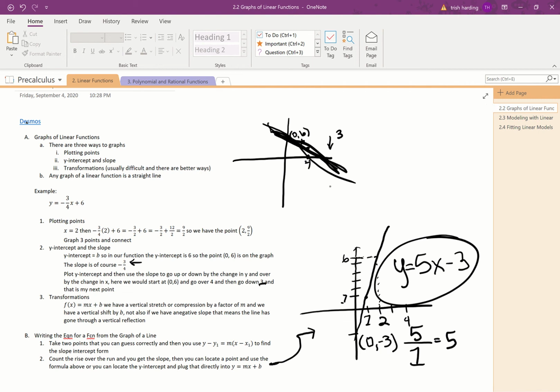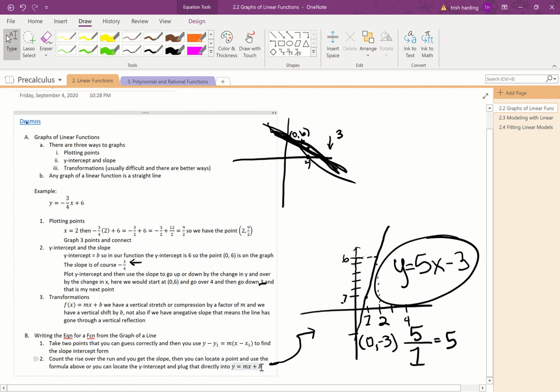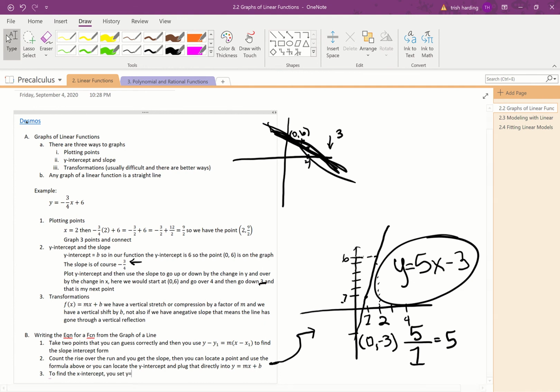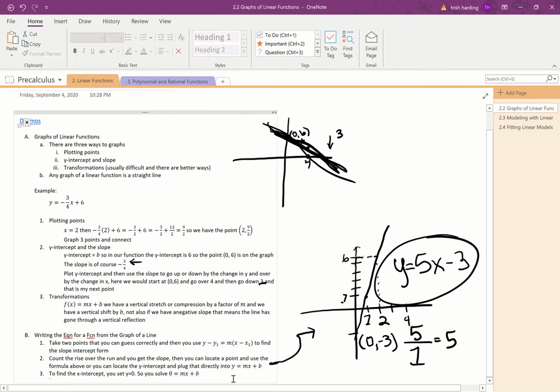Now remember, there's another thing that for some reason they lump in with this, and it is to find the x-intercept, you set y equal to 0. So that means you need to solve 0 equals mx plus b. And then that's what you would solve.